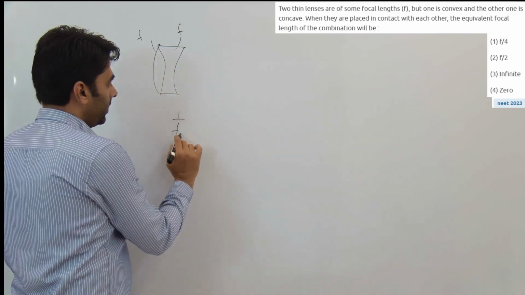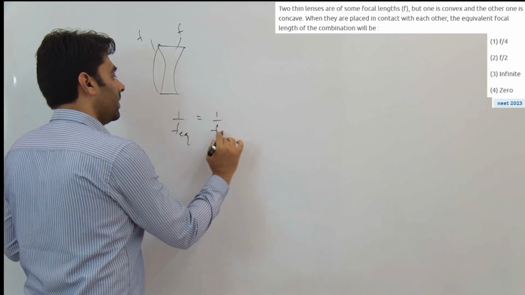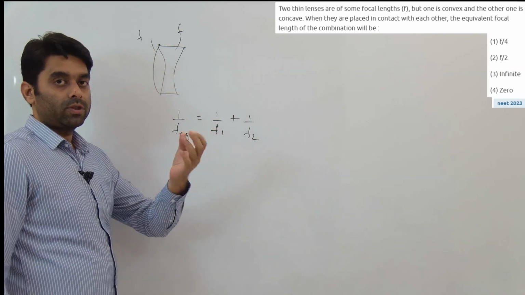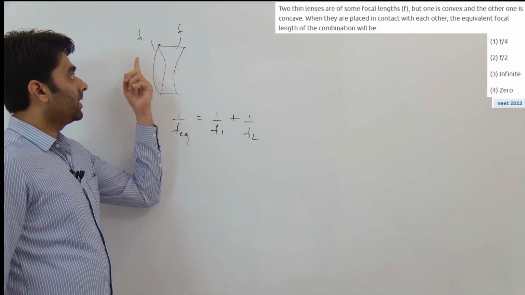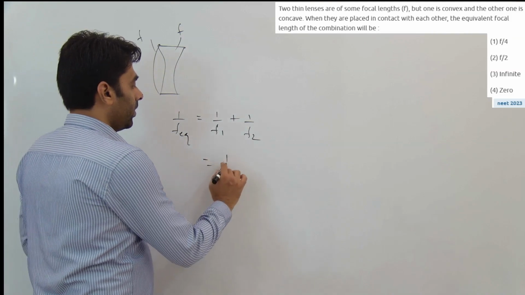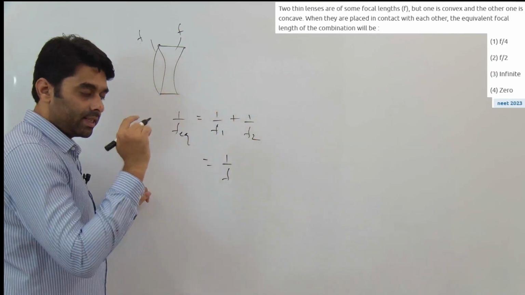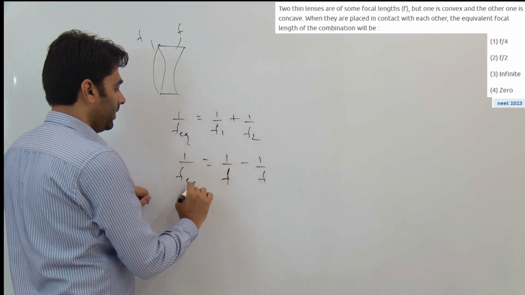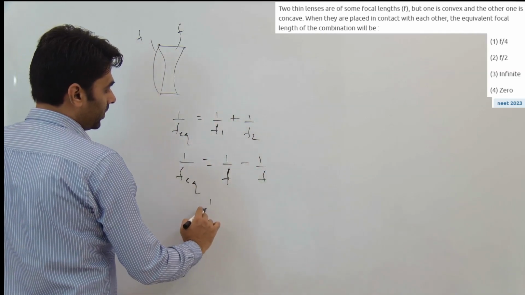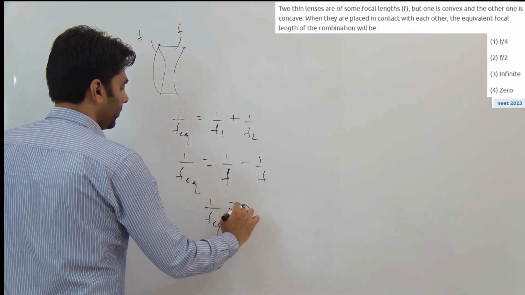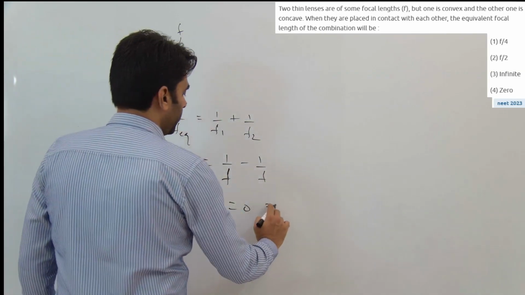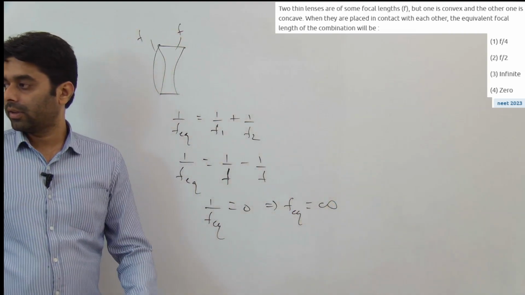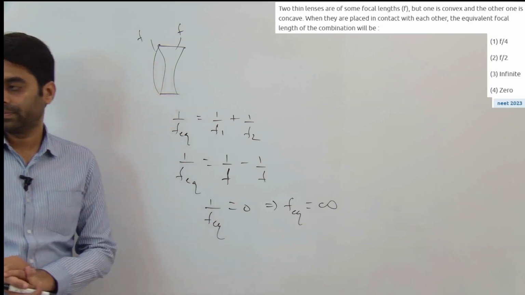So 1 by f equivalent is equal to 1 by f1 plus 1 by f2. Important thing: the focal length must be put with sign convention. For convex lens, focal length is positive. For concave lens, focal length is negative. So 1 by f minus 1 by f. So 1 by f equivalent comes out to be 0. That implies f equivalent is infinite. So infinite is our answer, which is option number 3.